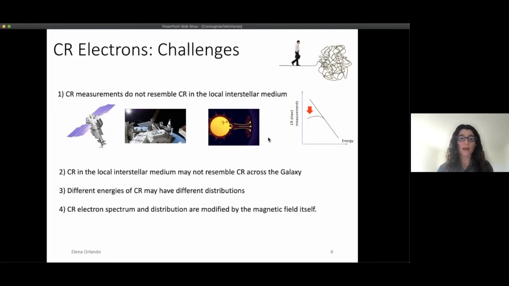And second, the cosmic rays in the interstellar medium may also not resemble the cosmic rays across the galaxy. Third, different energies of cosmic rays may have different distributions in the galaxy. And this is connected to cosmic ray sources and propagation and so on. And one additional important challenge is that the cosmic ray electron spectrum and distribution are modified by the magnetic field itself.